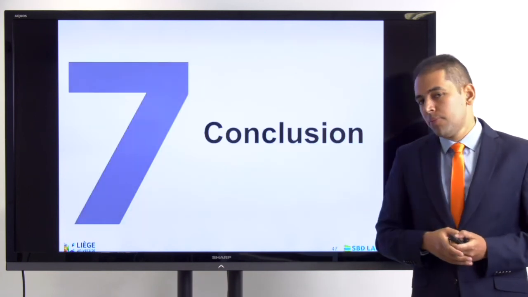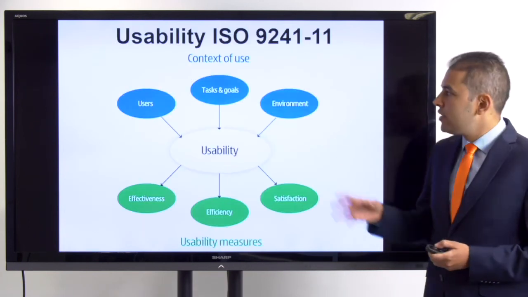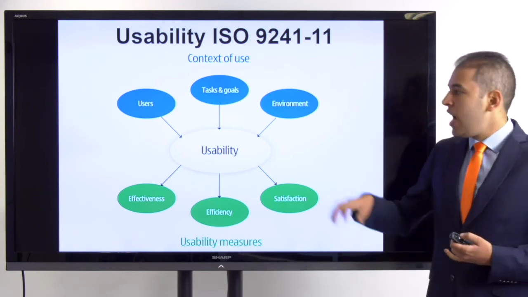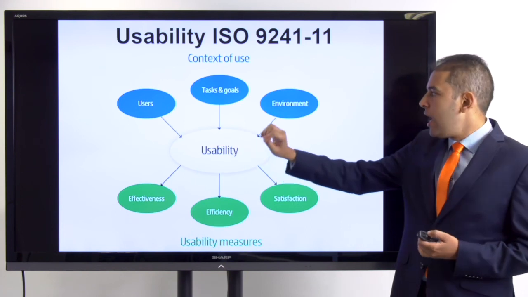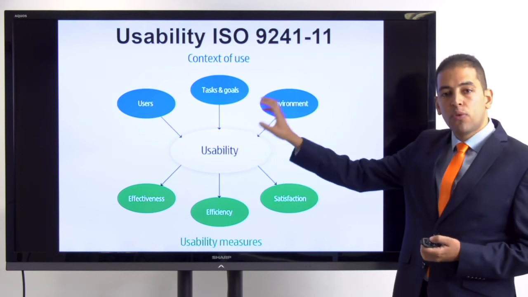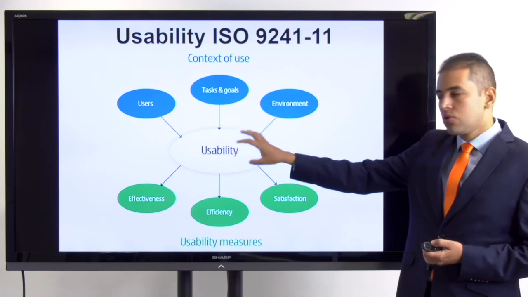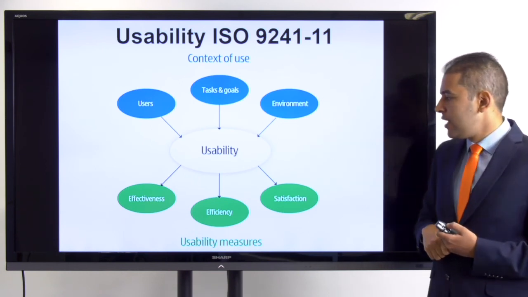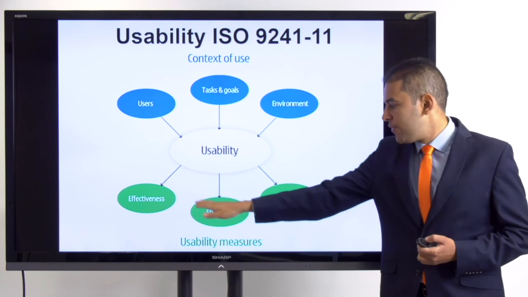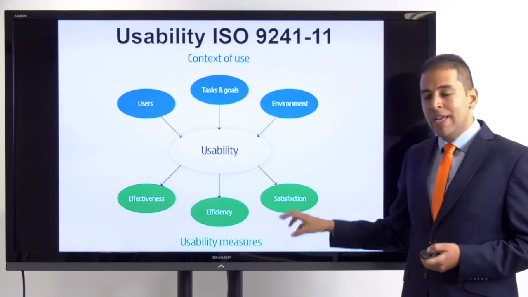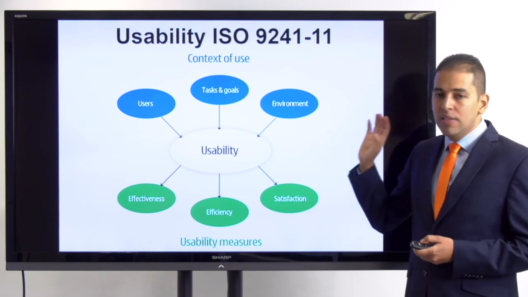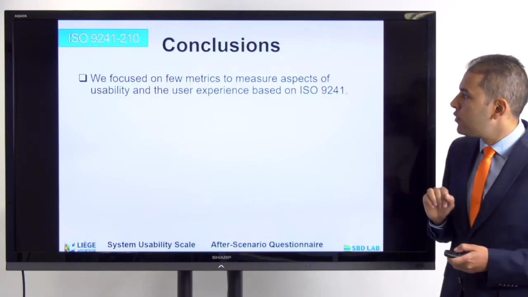So this wraps up the presentation. In conclusion, today I presented ISO 9241. I talked about how to select users, how to work on the task and the goals for your interface that you want to test or your solution, what will be the environment that I will do my usability testing in, and finally we talked about effectiveness, efficiency and satisfaction as the 3 major usability testing metrics indicated by the ISO 9241.